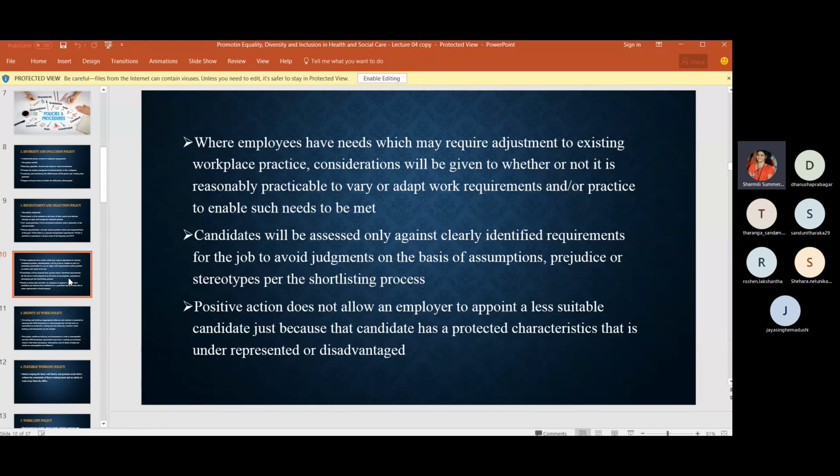Candidates will be assessed only against clearly identified requirements for the job to avoid judgments on the basis of assumptions, prejudice, or stereotypes in the shortlisting process. So normally this shortlisting only has that assumption, which is why all the candidates will be assessed only against clearly identified requirements for the job. That's why they have person specifications, or they ask for a detailed CV. When they are shortlisting, by seeing the CV they can have some kind of assumptions.